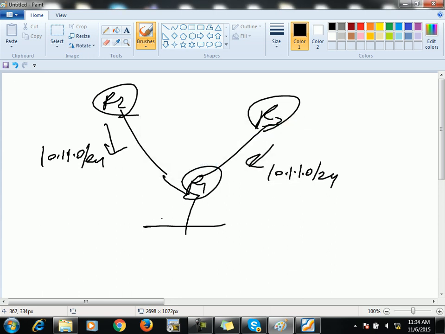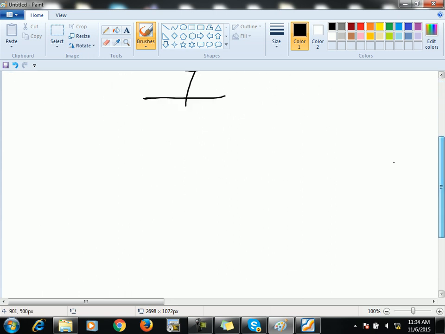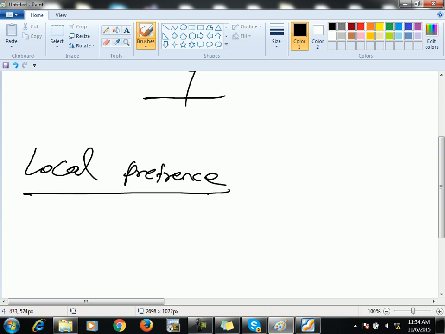So now let's talk about local preference. Local preference is a well-known discretionary attribute. What does it mean? Sometimes it will be carried forward in BGP updates and sometimes it will not be carried forward in BGP updates.